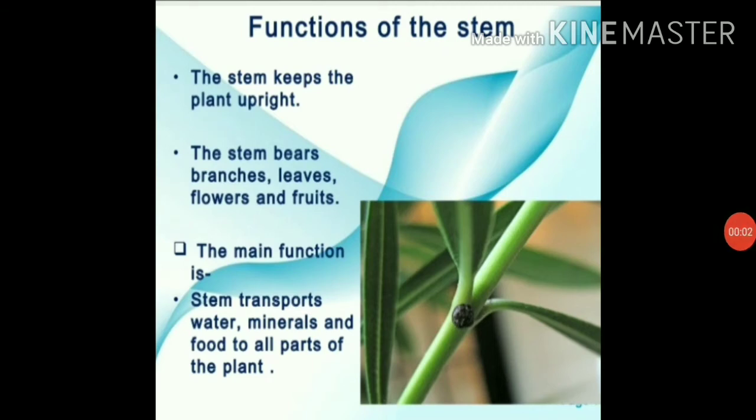So students, let's start functions of the stem. The first function is that the stem holds the plant upright. जो stem होते हैं वो plant को सीधा रखते हैं. Upright means erect. So the stem holds the plant upright or erect.